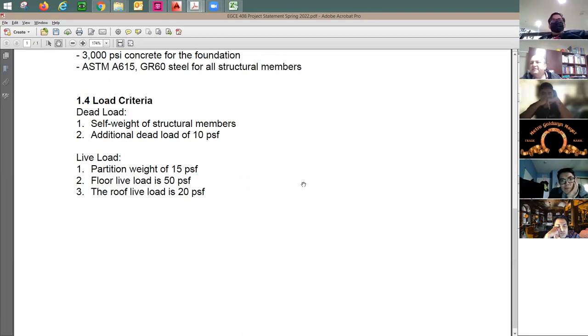Roof live load, 20 PSF. So when I do the roof design, should I consider 15 PSF for the partitions? Do we have partitions on the rooftop? I say no, only in the floor levels, but in the roof, no, we don't have. Okay, good.